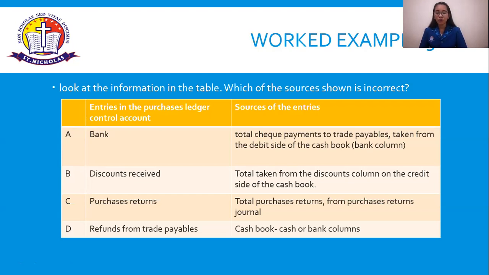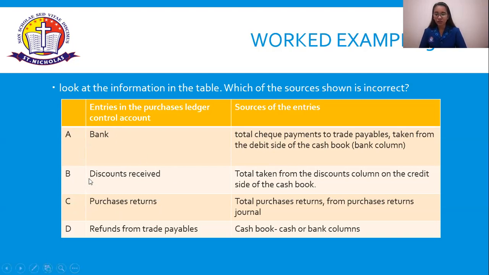So we start from the first multiple choice, A, bank. It says total cheque payment to trade payable taken from the debit side of the cash book on the bank column. Is it right? No, it's incorrect. Why? Because payment is on the credit side, not on the debit side. So A could be the answer.